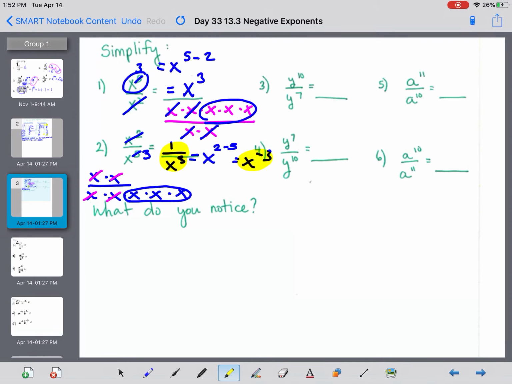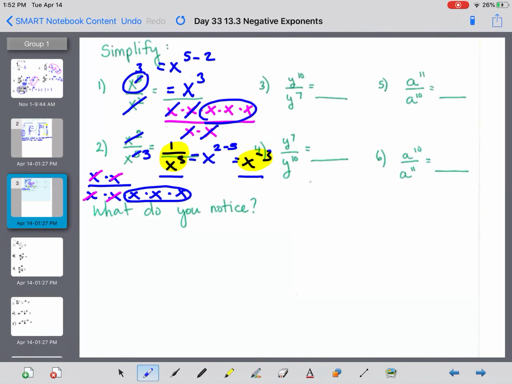So I got 2 different looking answers for the exact same problem. That tells me that 1 over x to the 3rd and x to the negative 3rd power have to be equivalent to each other. Let's see what happens with 3 and 4.